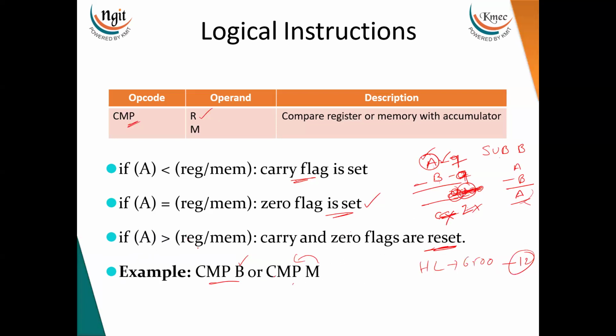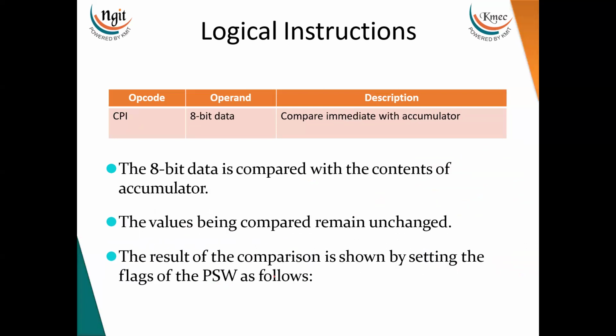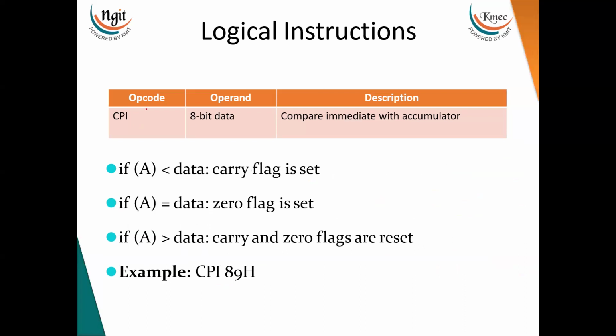And this is most important for writing programs. Next, compare immediate means what? Instead of writing the location or register here, you can specify the data directly. So this data you are comparing with the accumulator data. Whatever data is in the accumulator, you are comparing with this data. If, suppose, 90 is in the accumulator and you are comparing with 89, then no carry will be generated. So A is greater than B.